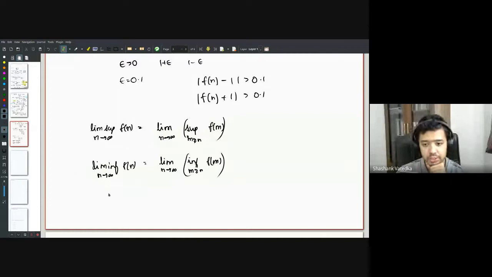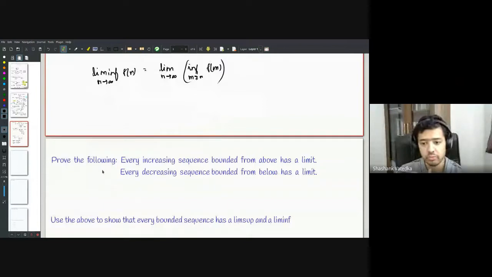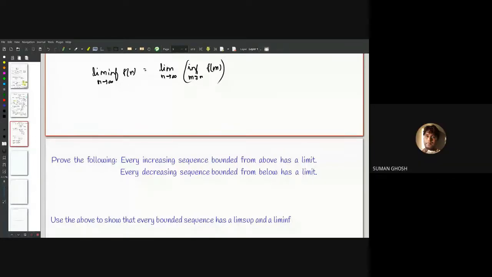So here's an exercise for you. Prove that every real sequence bounded from above and increasing always has a limit, and every decreasing real valued sequence which is bounded from below always has a limit. Okay. So we'll stop here for the day, and we'll continue in the next class. But if you have any questions, please let me know.